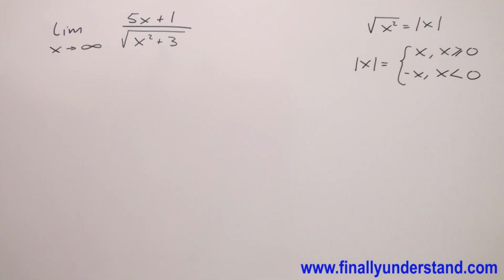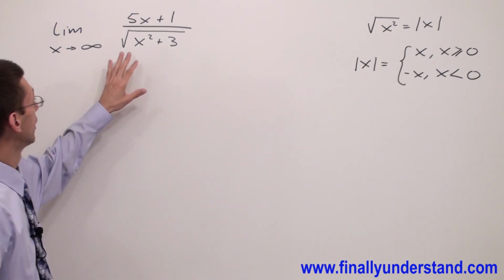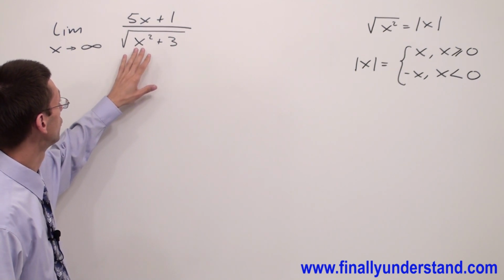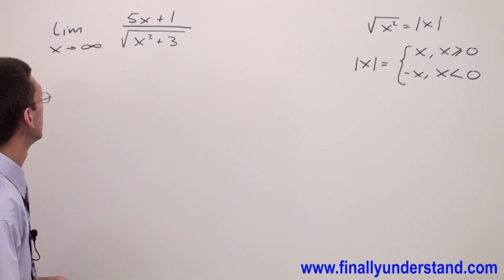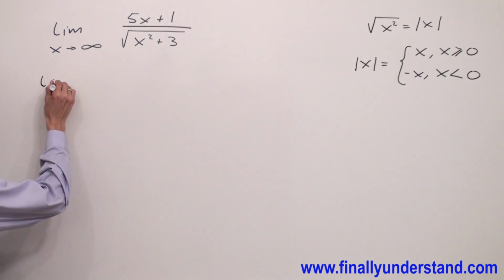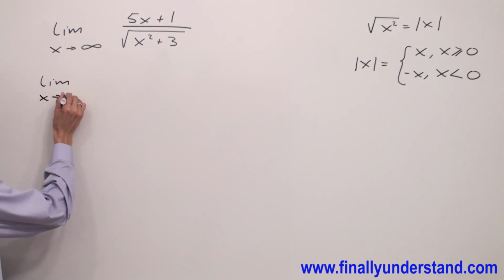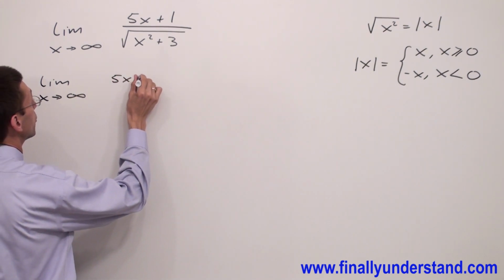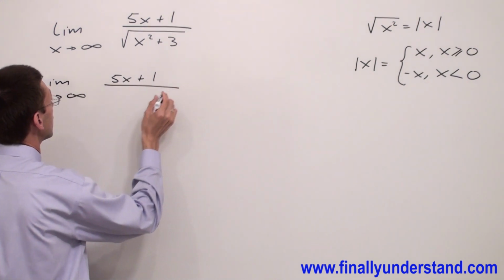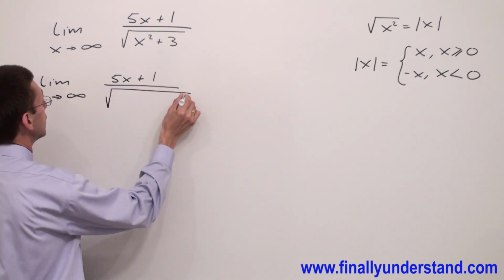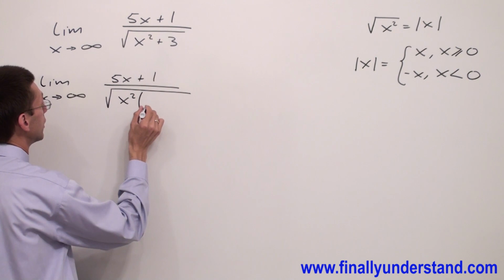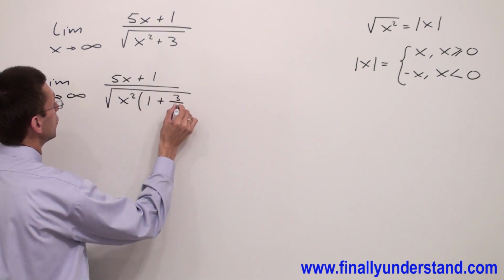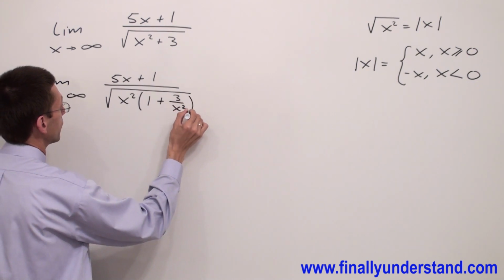Let's take a look at this example. I'm going to start solving this problem from the denominator. What I have to do first, I'm going to factorize x squared. I'm going to have limit with x going to infinity, and I have 5x plus 1 over x squared, and inside of the parentheses I'm going to have 1 plus 3 over x squared.